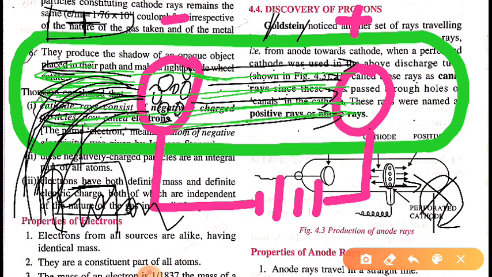As we all know, the one that will travel towards the negative is the one that is positive, right? So he observed that this ray was traveling towards the negative side. Why is it traveling towards the negative side? Because this ray is positively charged, and all the particles present in these rays are positively charged.